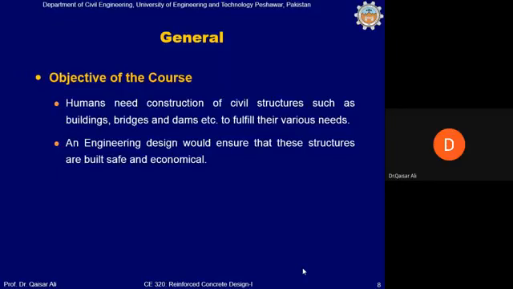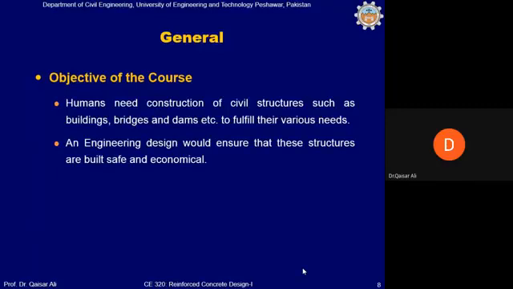The objective of this course is, as I said earlier, that humans need constructions by civil engineers, such as buildings, bridges, and dams, to fulfill their various needs. Buildings are needed by humans historically to save themselves from weather conditions and to have privacy and other things, to safeguard the life of humans against the environmental effects. Bridges are constructed to connect two points. Dams are constructed to store water and produce electricity. These are various needs of humans, and for these needs we need civil structures: buildings, bridges, dams. These are called civil engineering structures because they directly benefit humans. And now, an engineering design would ensure that these structures are built safe and economical.